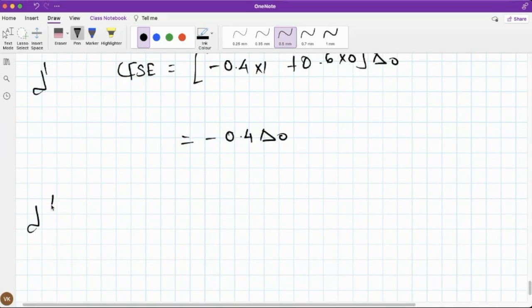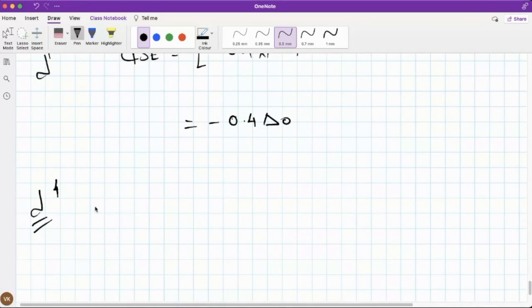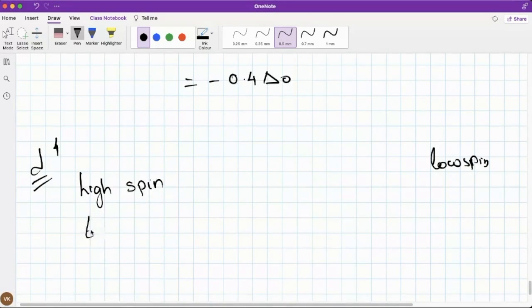Now when it comes to d4, as I said, you have two possibilities: one is high spin and another is low spin. High spin has a larger number of unpaired electrons, so it is T2g3, Eg1. In the low spin case the number of unpaired electrons will be less, so it is T2g4, Eg0, and that will be pairing.